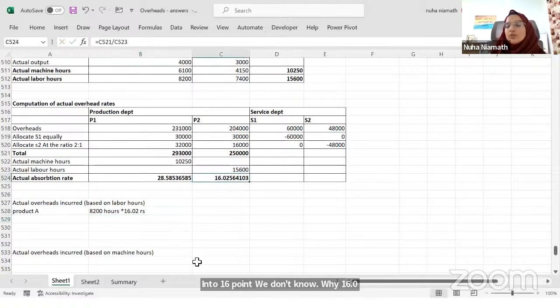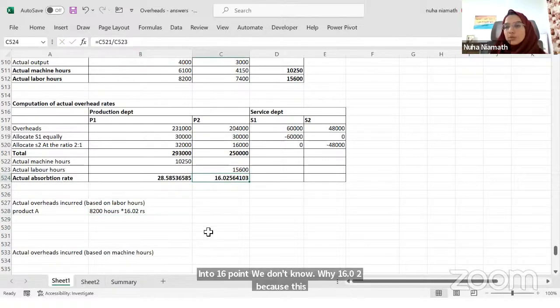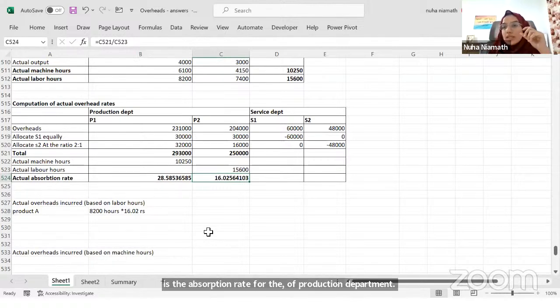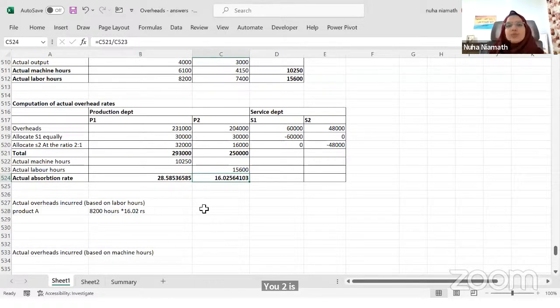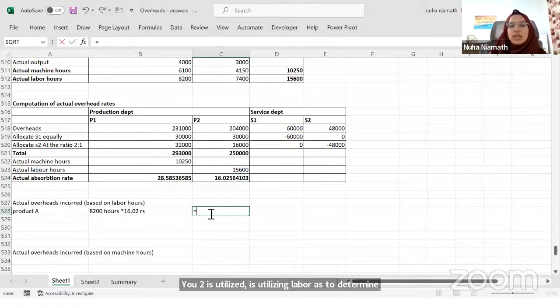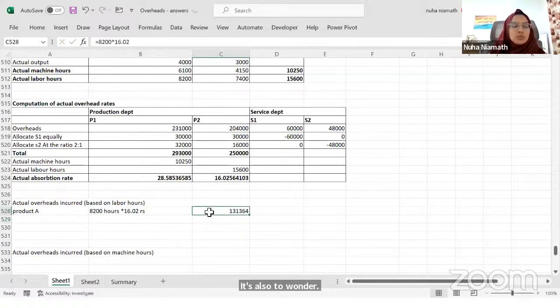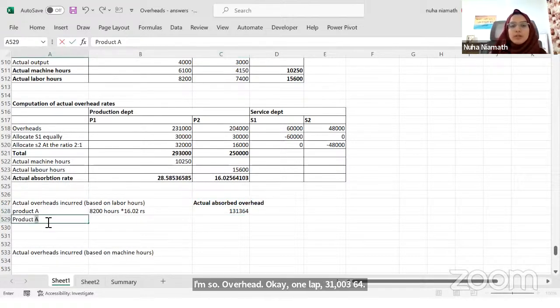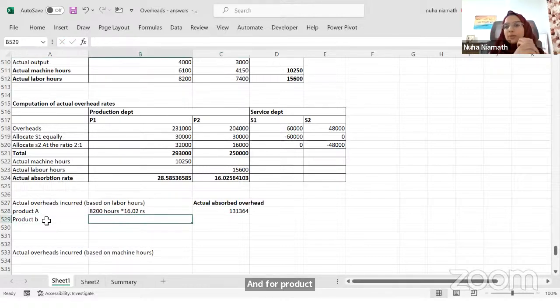Because this is the absorption rate for the labor hours of production department P2. P2 is utilizing labor hours to determine their overhead rate. So this will give us a total cost of 8,200 into 16.02. That will give me an actual absorbed overhead of 1,31,364. And for product B, can somebody tell me what it will be?